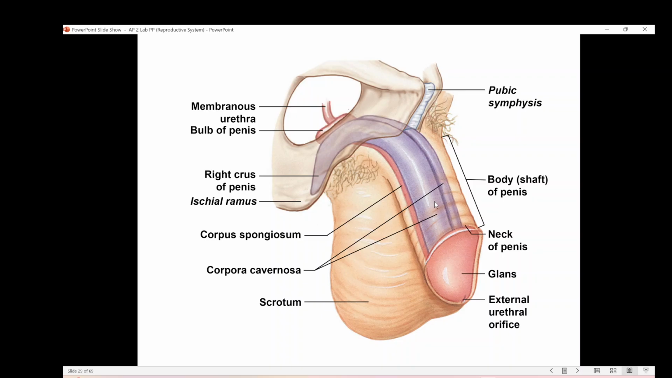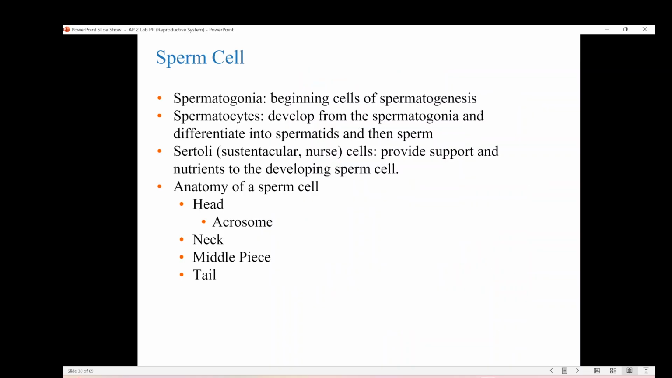Okay, so again, two cylinders of corpora cavernosum and the corpus spongiosum. All three of those make up the erectile tissue. Okay, and that is the male reproductive system. Just a couple more slides, just a little bit about the sperm cell.